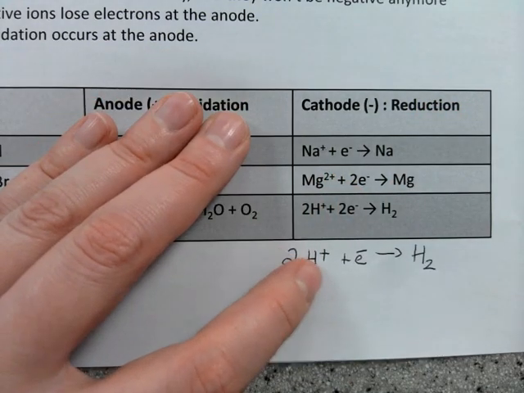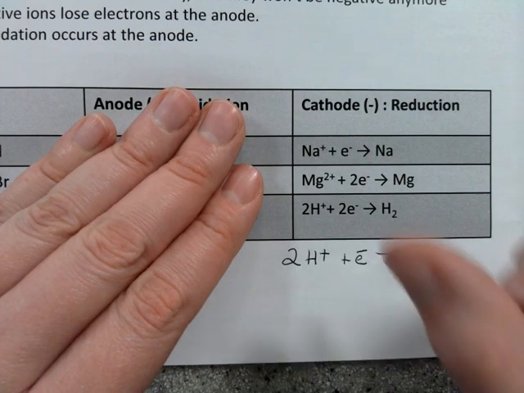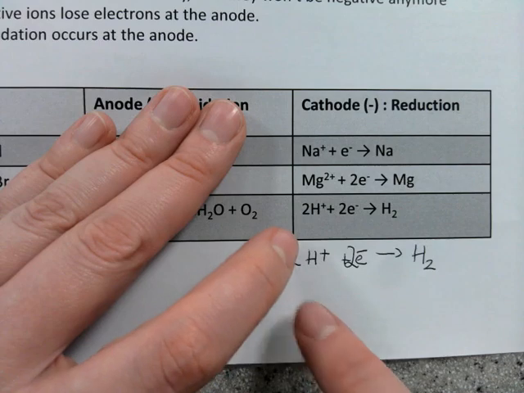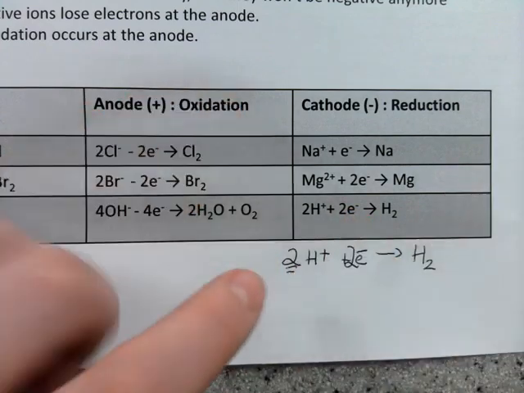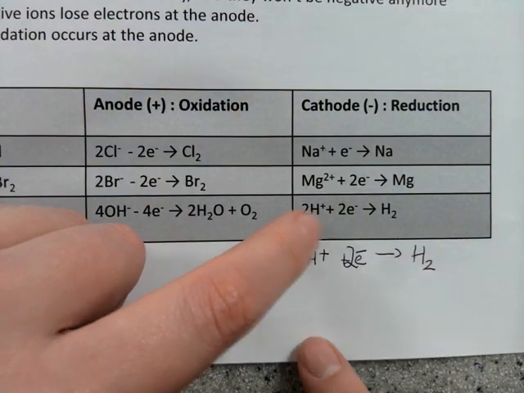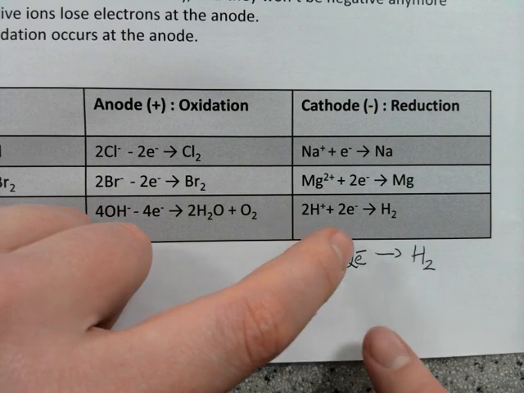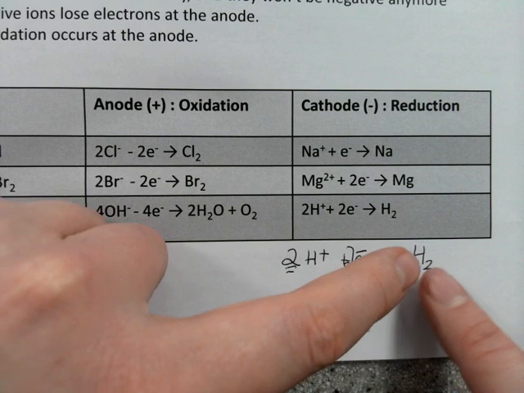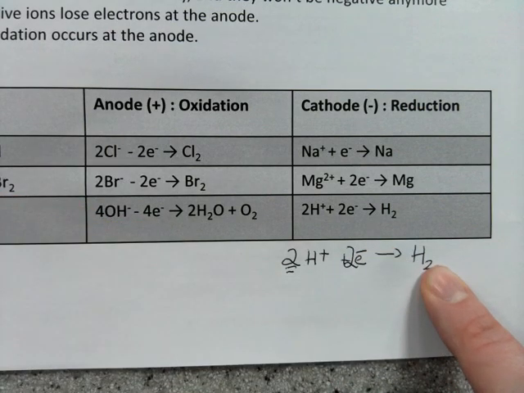And if I've got 2 hydrogens, each of them needs to gain an electron, so I need 2 electrons in total. So this big 2 here means I've got 2 separate hydrogen ions. Each of them gains 1 electron, and when they are both hydrogen atoms, they can combine and form an H2 molecule, which is how hydrogen exists as an element.